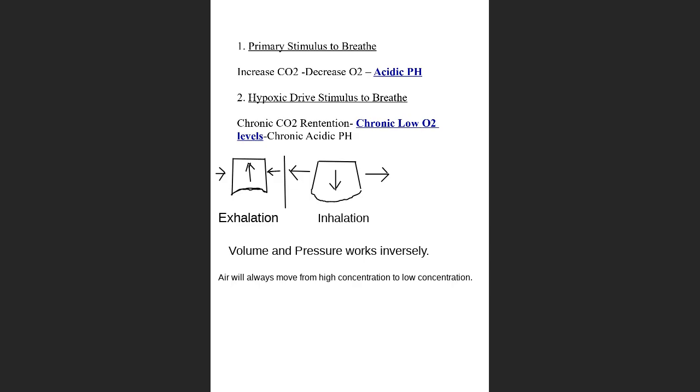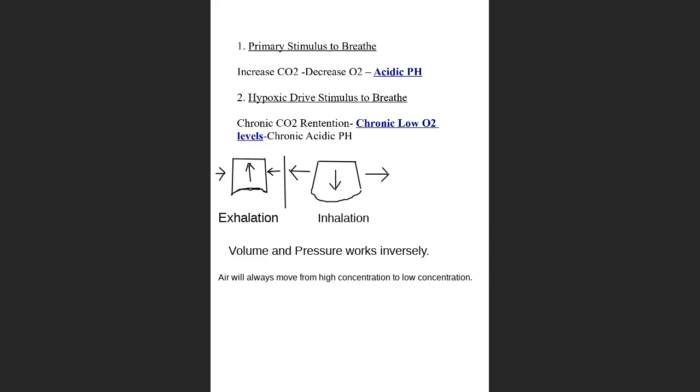The other thing that we need to understand is that air will always move from where there is a high concentration to where there is a low concentration. So there's an individual in an environment where there is not enough oxygen available. So there is more CO2 building up in the body. As CO2 starts to accumulate, the chemoreceptors in the brainstem for the primary stimulus will start to pick up this change.